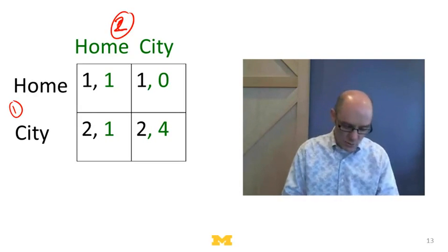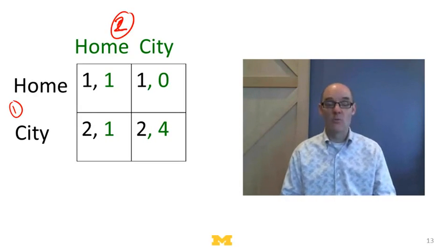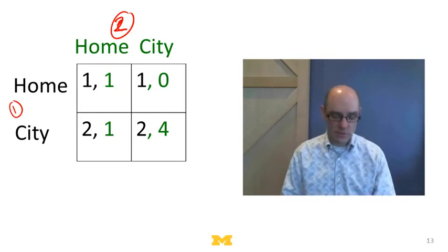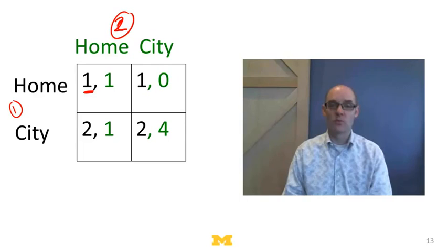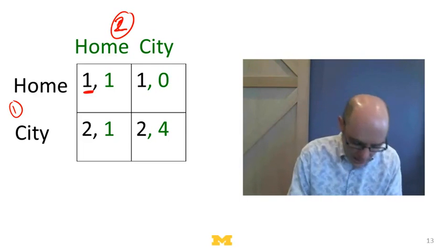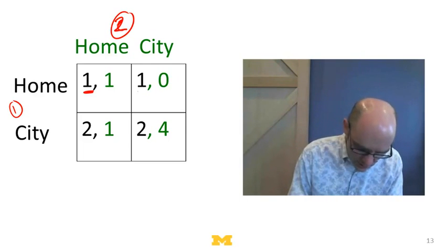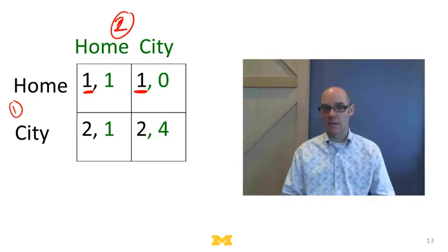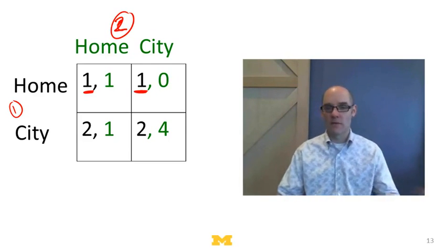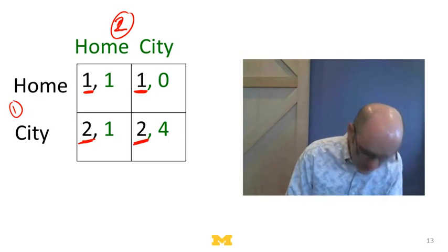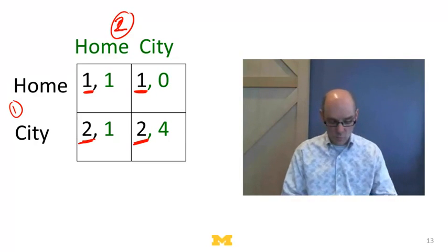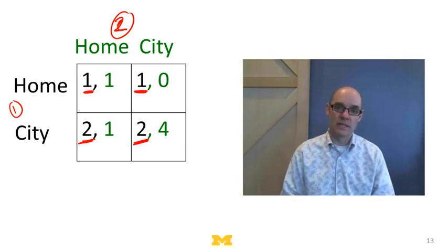So person 1 can decide whether to stay home or go into the city on a Saturday, as can person 2. If person 1 stays home and person 2 stays home, person 1 gets a payoff of 1. If person 1 stays home and person 2 goes to the city, person 1 still gets a payoff of 1. So if person 1 stays home, their payoff is just 1. It's also true if they go to the city, person 1's payoff is just 2. So 1 if they stay home, 2 if they go to the city.